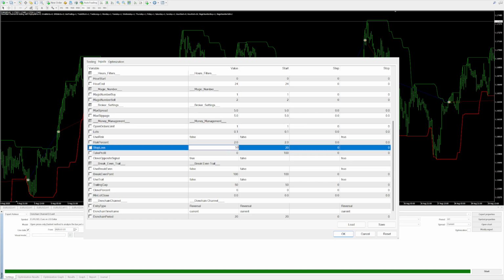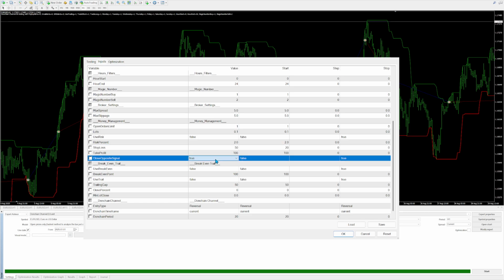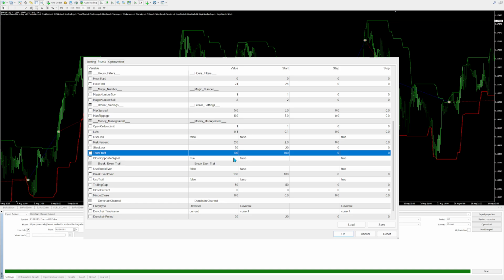Stop loss, self-explanatory. You can just put the stop loss and take profit on your orders. And close opposite signal, you can set to true or false. This will basically mean that if there's a signal to take a buy trade and you have a sell trade open, the sell trade would be closed. If there's a signal to take a sell trade and you have a buy trade open, then the buy trade would be closed. I think I got that the right way around.